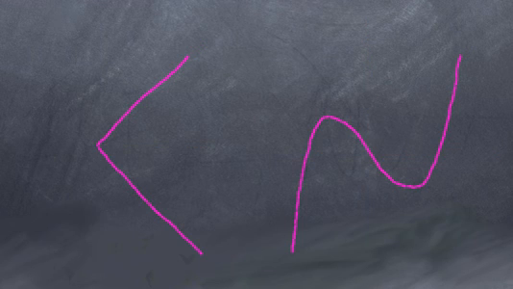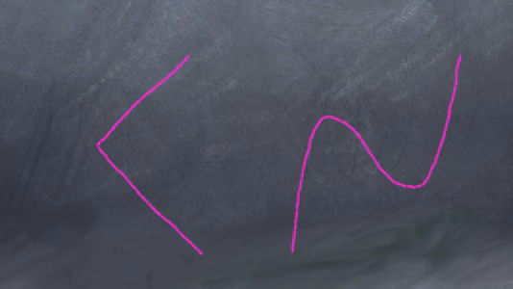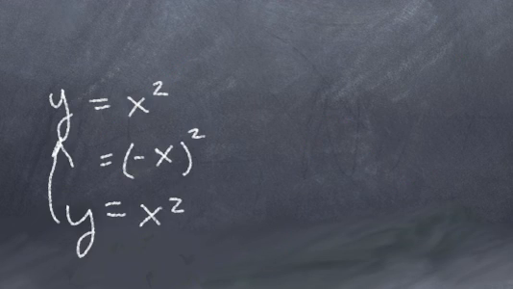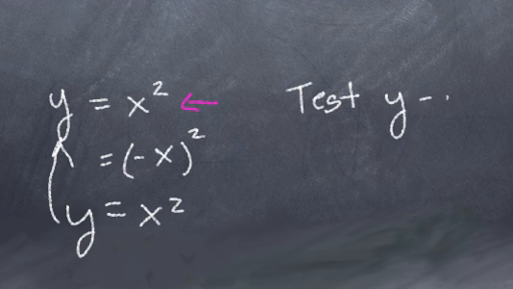Alright, let's look at how to test for this symmetry algebraically. Okay, so I'm given this equation here, y is equal to x squared. Now we're going to be testing for y symmetry, or symmetric about the y-axis.